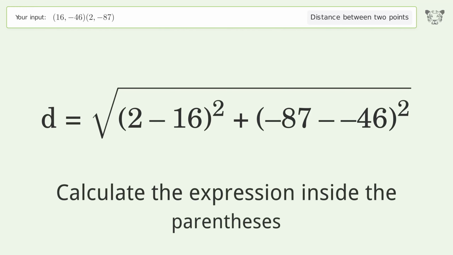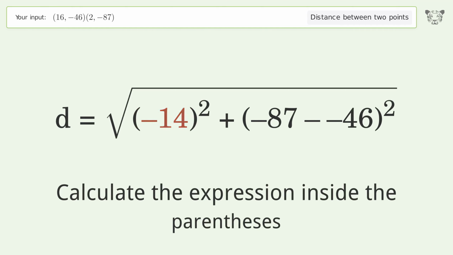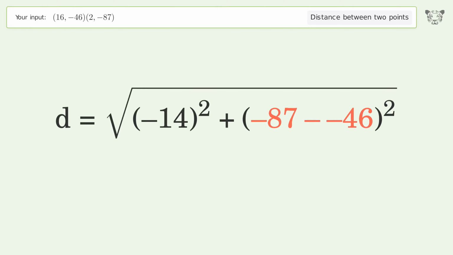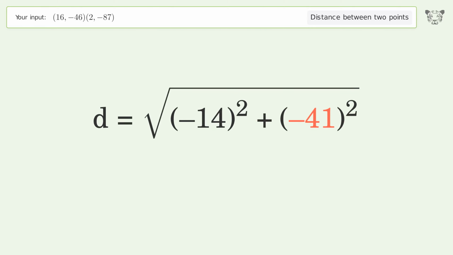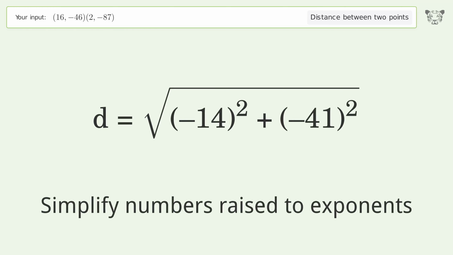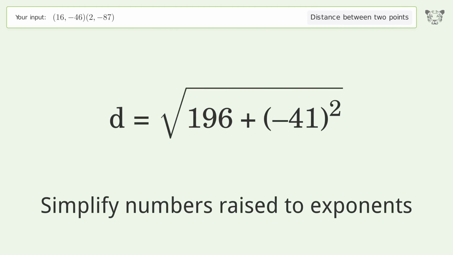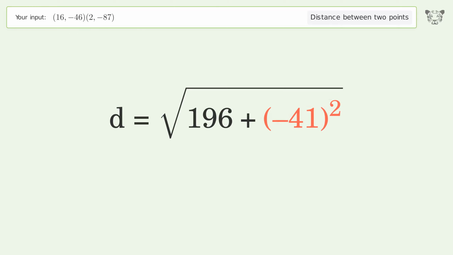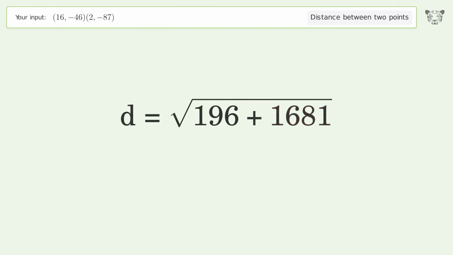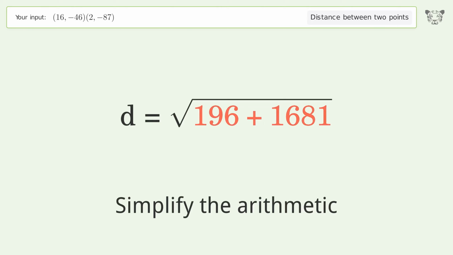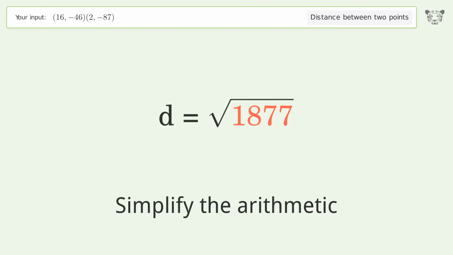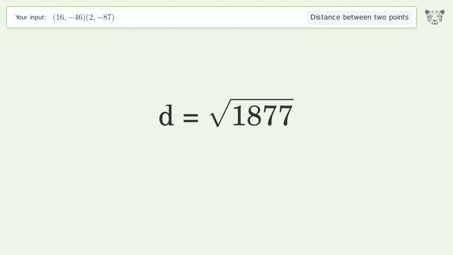Calculate the expression inside the parentheses. Simplify numbers raised to exponents. Simplify the arithmetic. And so the distance between the 2 points is the square root of 1877, or 43.324.